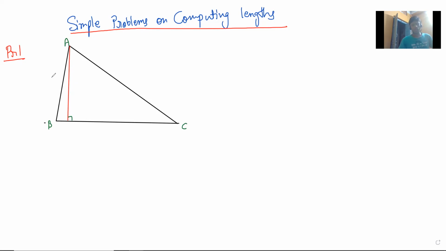You can take any numbers. So you can take maybe 5, 9, and the whole of BC is 11. And the very straightforward question is find AD. I would want the number in the end, and also the method. Maybe just call this problem zero because this is too easy. So we just have to find the altitude, the length AD.